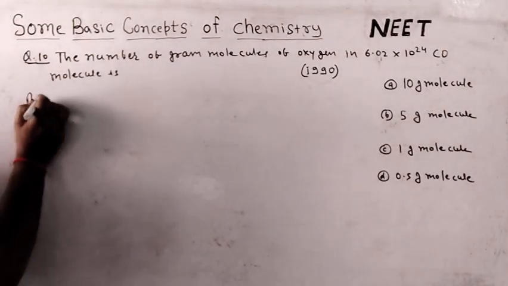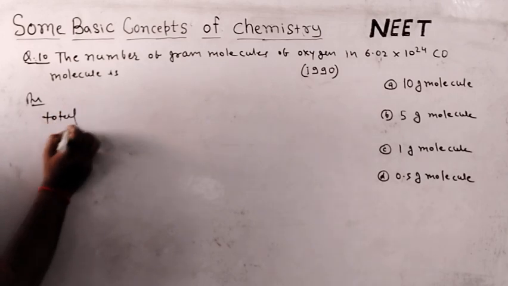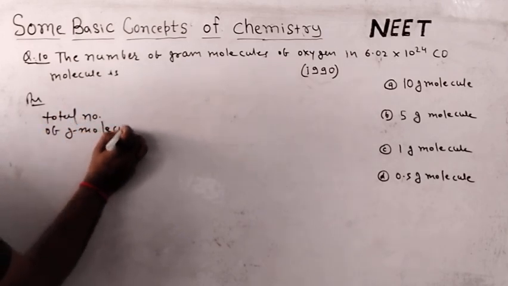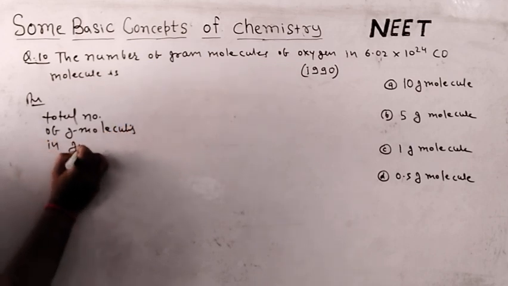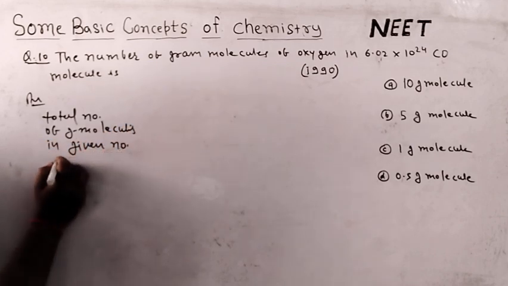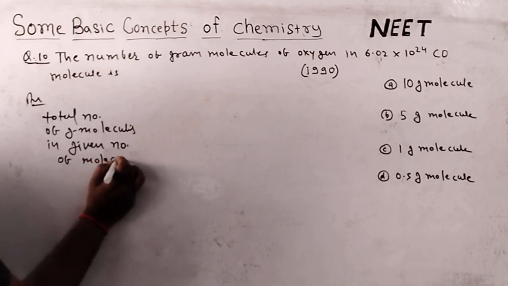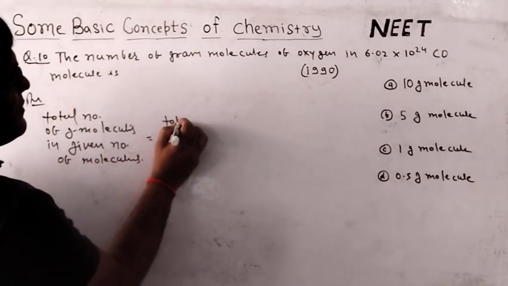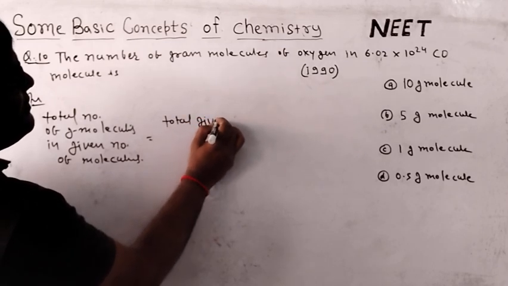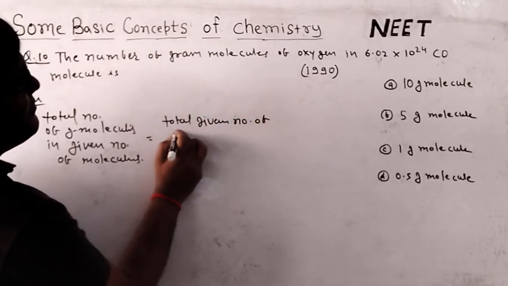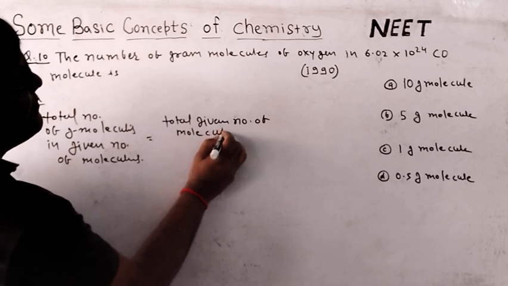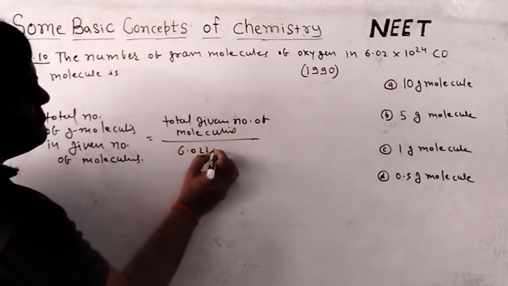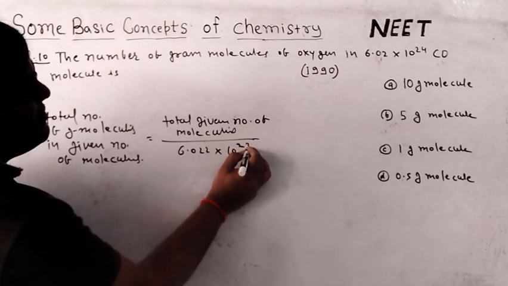Now total number of gram molecules in given number of molecules is equal to total given number of molecules divided by 6.022 into 10 to the power 23 or value of 1 mole.